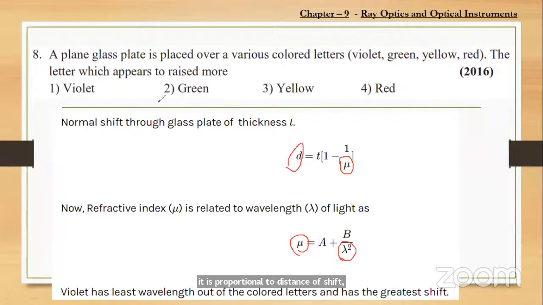So for which color is the shift greater, which we observe? If the wavelength is lesser, the shift will be larger. Clear? So which one has the lesser wavelength? Violet color. So that's why the answer will be violet. Violet has the least wavelength out of the colors and has the greatest shift.